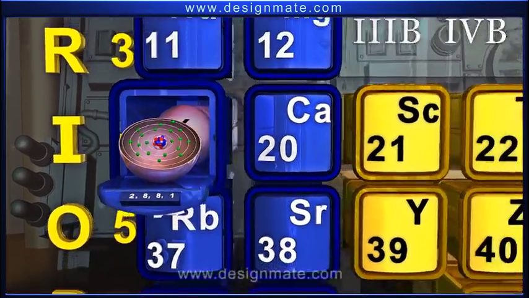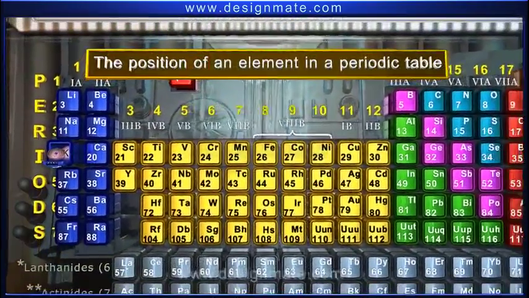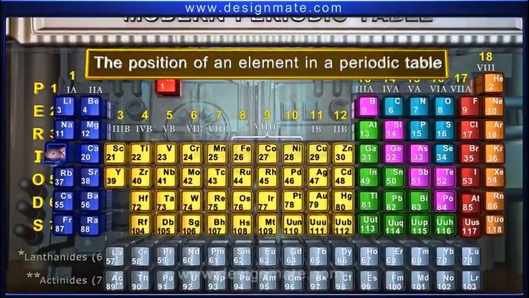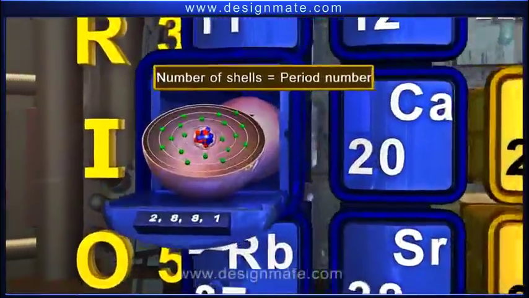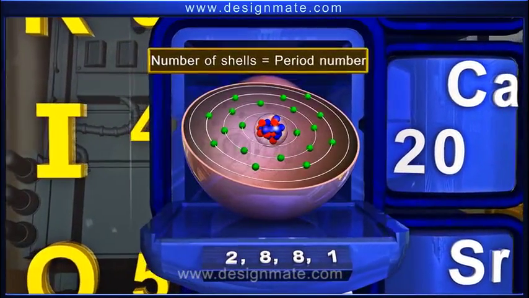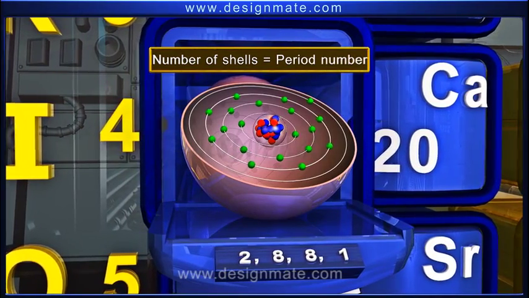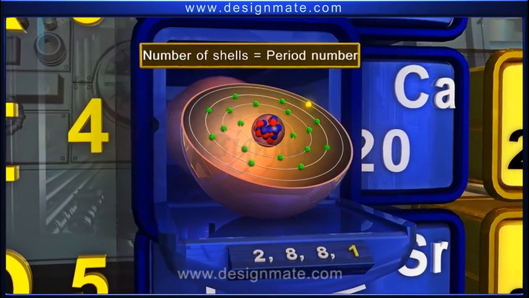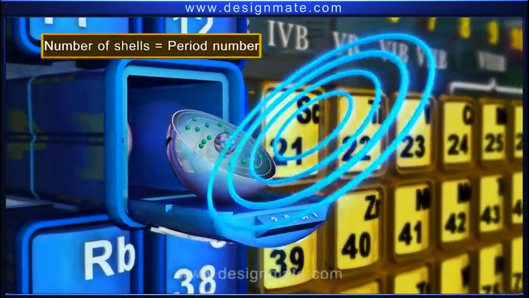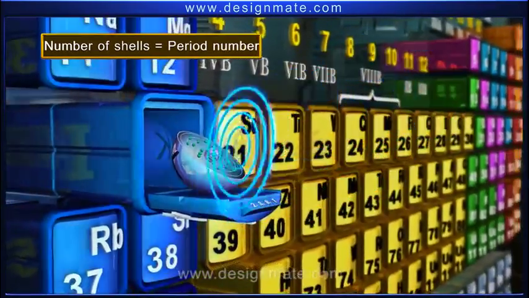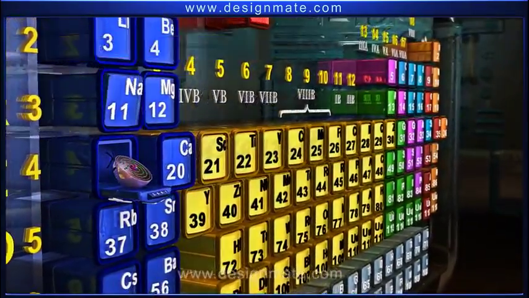The electronic configuration of an element also helps us to decide the position of an element in the periodic table. The number of orbits or shells denote the period to which that element belongs. Let's continue with the same example of potassium. Its electronic configuration is 2, 8, 8, 1. This means there are 4 shells in an atom of potassium, and therefore it belongs to the fourth period of the modern periodic table.